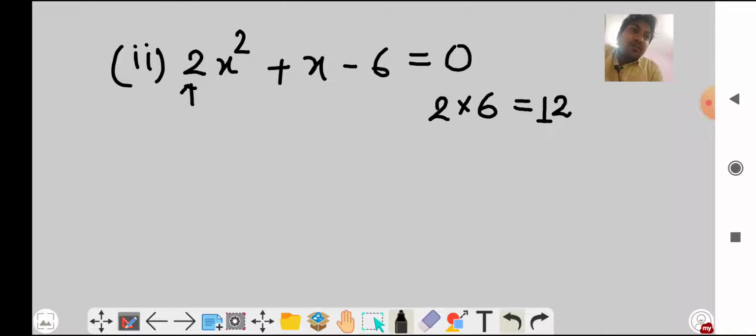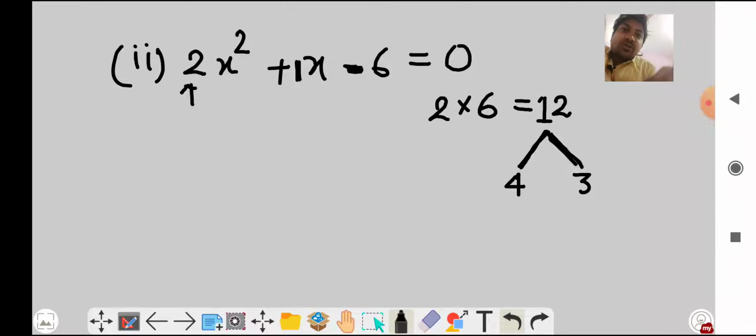Is it clear, guys? Now what do we have to take? We have to take the factors of 12 such that the difference will give 1, because here the coefficient of x is 1, right? What are the factors of 12 such that the difference, here is the difference sign, minus, of these two will give 1? So it is 4 and 3, right?